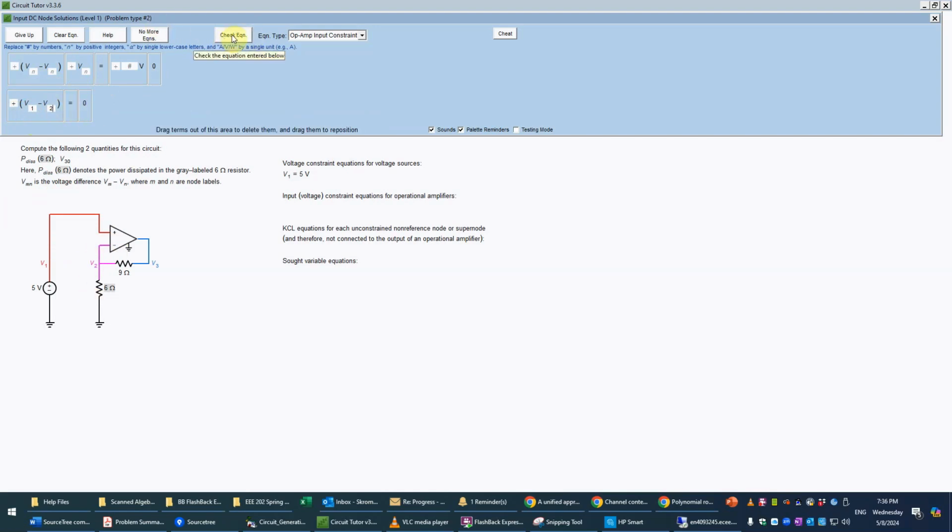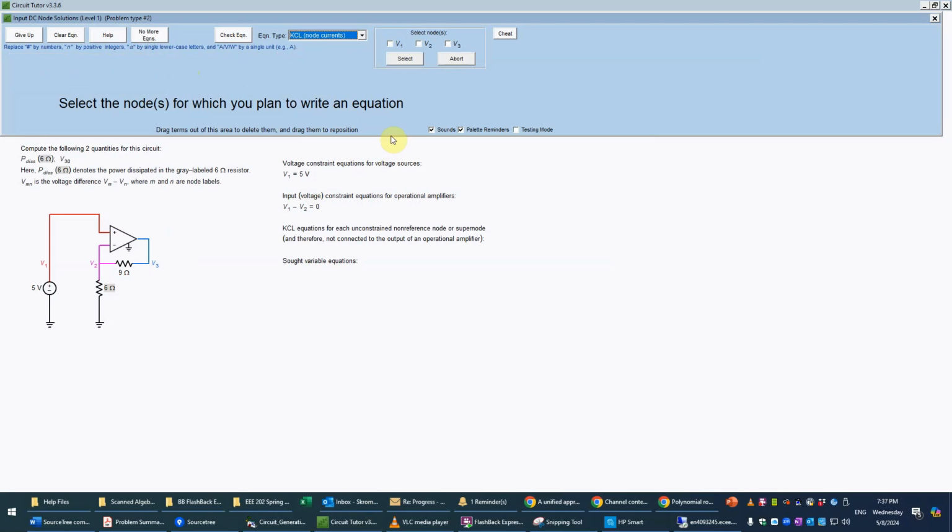Okay, so we'll check that. And that is an essential constraint in order to be able to solve a problem with op-amps. Then we pass to writing KCL equations, knowing that Kirchhoff's current law is the foundation of nodal analysis. It's really just a systematic application of that. So we'll select KCL equations to add node currents.